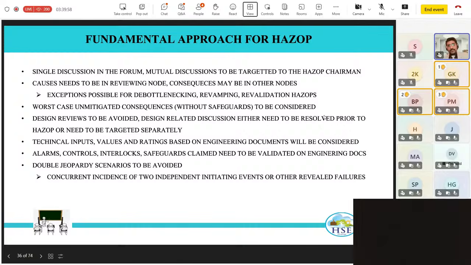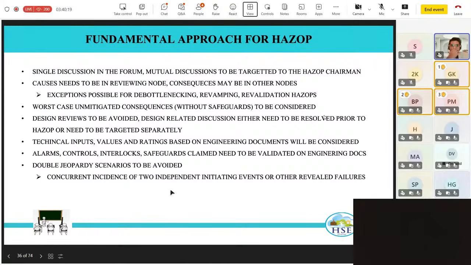I have gone into HAZOPs, 80% HAZOP, where they were discussing the feasibility of a concept. So that is impracticable to do. You cannot deviate from the safety aspect of it. So that is why I say that design review things should not be discussed in HAZOP. Design related discussions can either be resolved prior to the HAZOP or need to be targeted separately as part of a parking lot item, we call it.